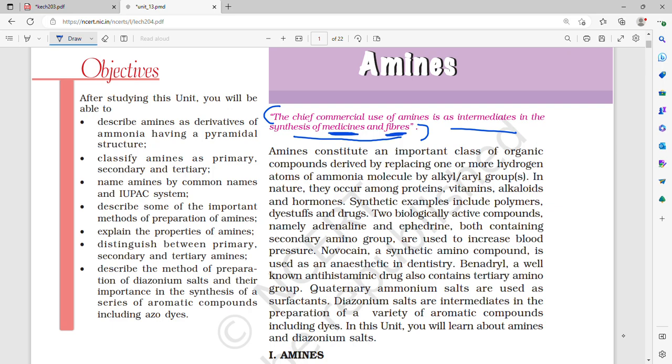Amines constitute an important class of organic compounds derived by replacing one or more hydrogen atoms of the ammonia molecule by alkyl or aryl groups. So basically your ammonia molecule is NH3. It has three hydrogen atoms, right? So amines are made by replacing one or more hydrogen atoms of ammonia by alkyl or aryl groups.